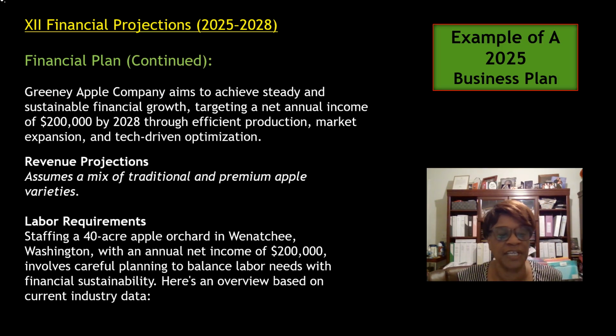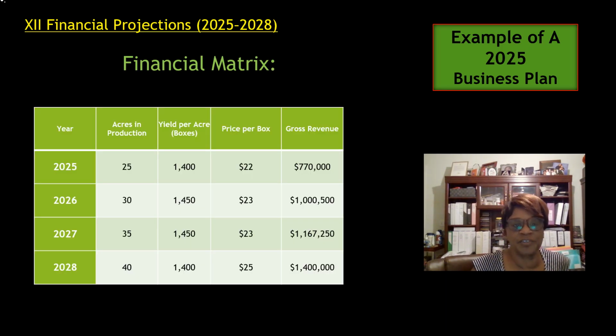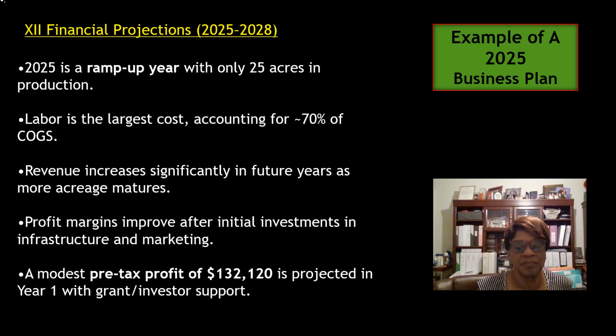Continuing with the financial projections, you're talking about your target net annual income, your revenue projections, and your labor requirements. And again, here's that financial matrix. You're reminding them again of what your 4-year plan looks like. And continuing with your financial projections, you add any narratives that you think you might want to explain away. Like in your first year, what might happen? Will you increase your acreage of growing apples in future years? Will your revenues increase gradually? Anything you think your investors or stakeholders would like to know about your financial projections.